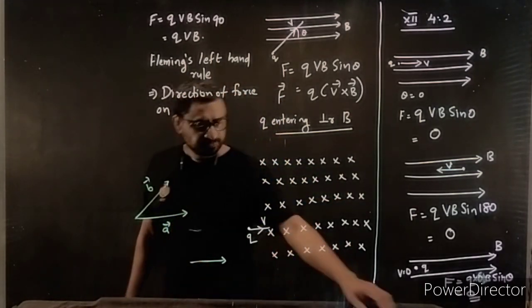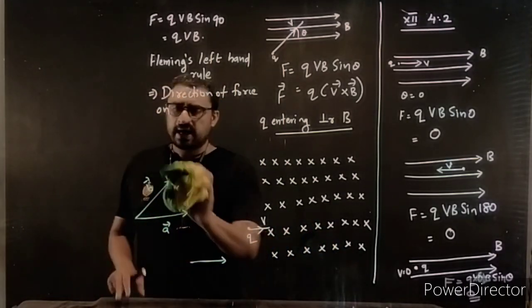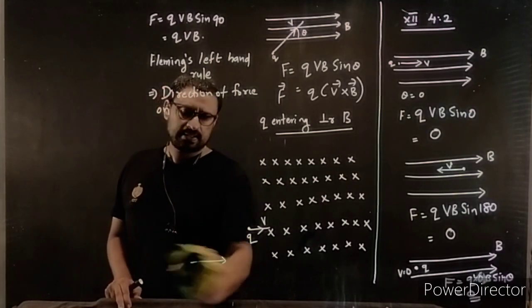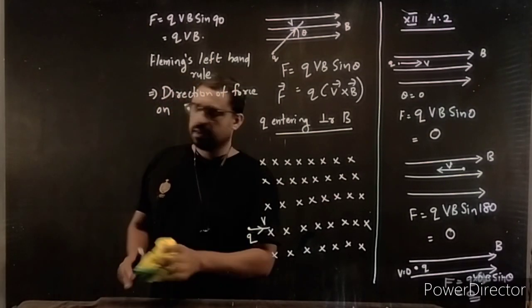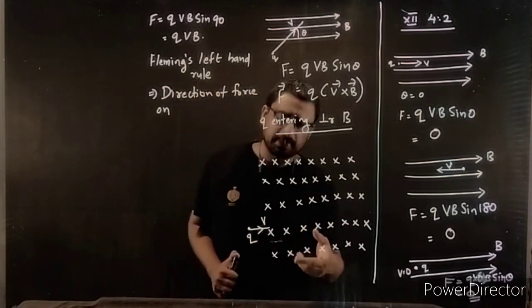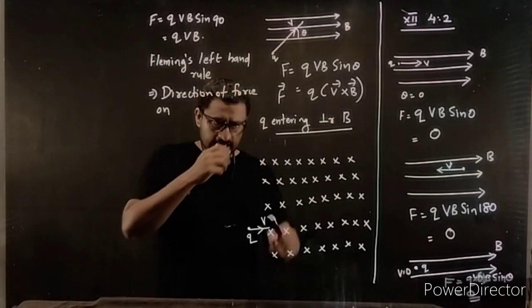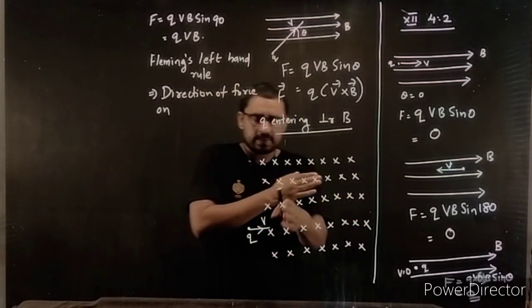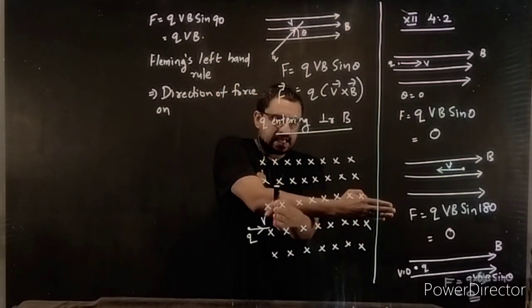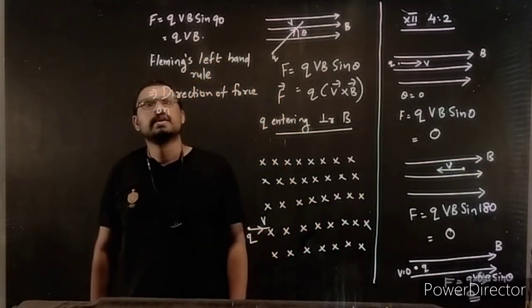So I have to say, in this situation where the charge is entering perpendicular to the magnetic field, force is equal to QVB sine 90, the angle between the magnetic field and the direction of motion of the charge, and that is 90. So it is QVB sine 90, it is QVB only.